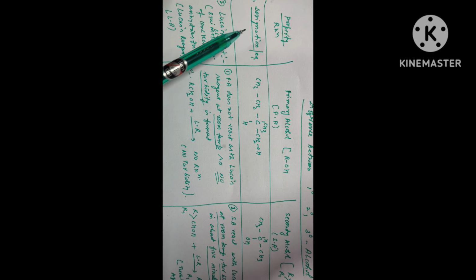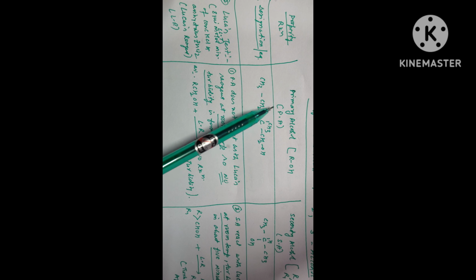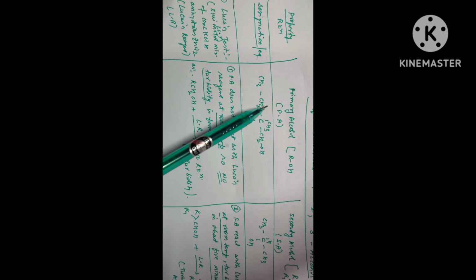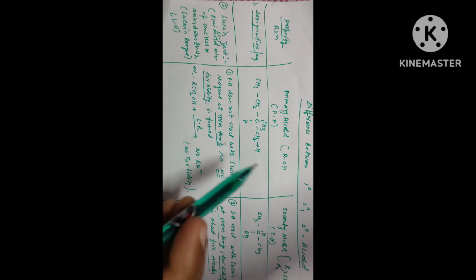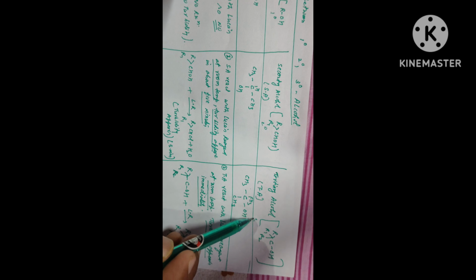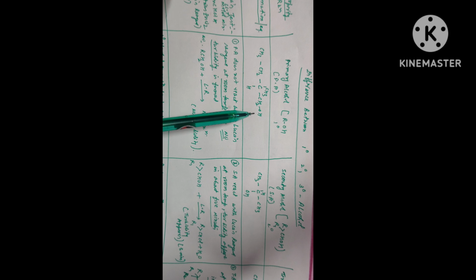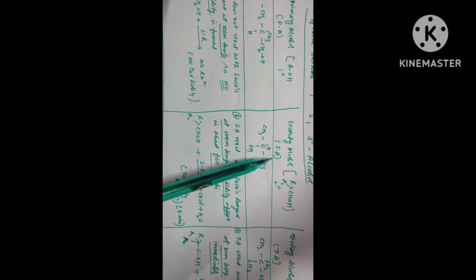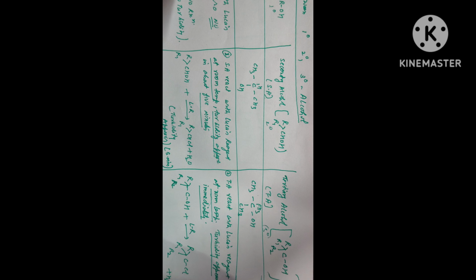Now, how can you distinguish the primary alcohol? This is primary alcohol, known as RCH2OH, also called 1 degree alcohol. This is known as 2 degree alcohol, and this is known as 3 degree alcohol. The example is CH3CH2OH, a primary alcohol, and CH3CH(OH)CH3, a secondary alcohol, 2 degree alcohol, and (CH3)3COH, which is known as a tertiary alcohol.